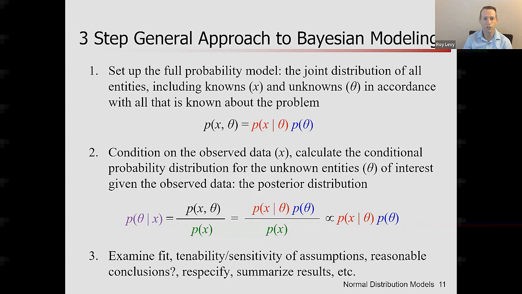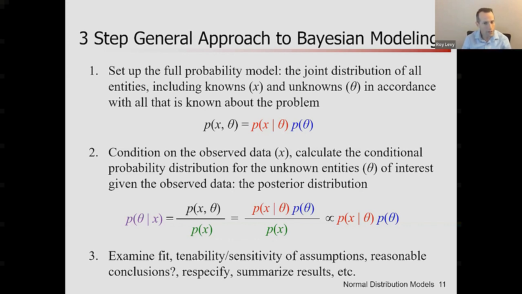Step two is to turn the crank of Bayes' theorem. Get the answer. That is, condition on the observed data to calculate the conditional probability distribution for the unknown stuff, theta, given the observed data. That is, get the posterior distribution. For some simple situations, we can do the math and do this analytically. We say this is our model, so this is our posterior distribution.